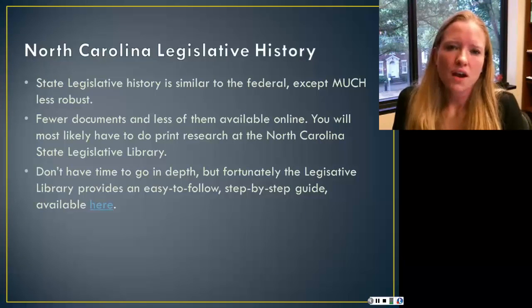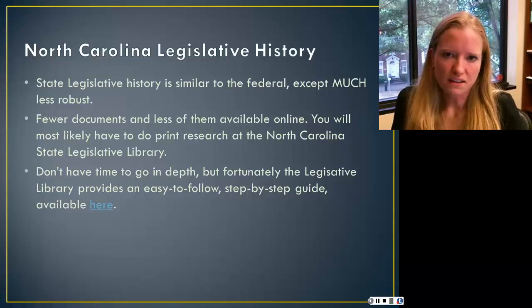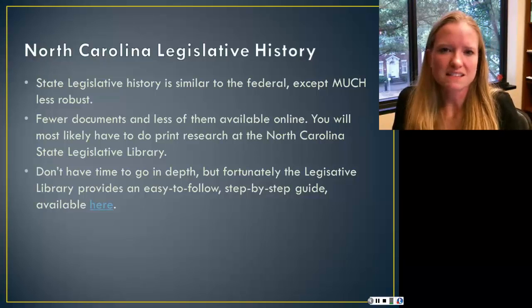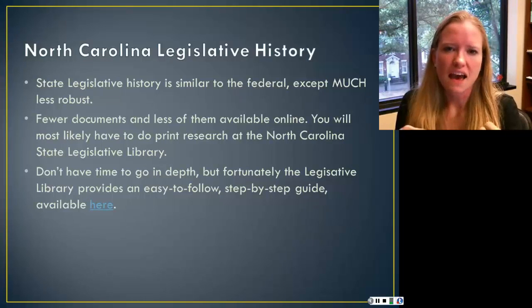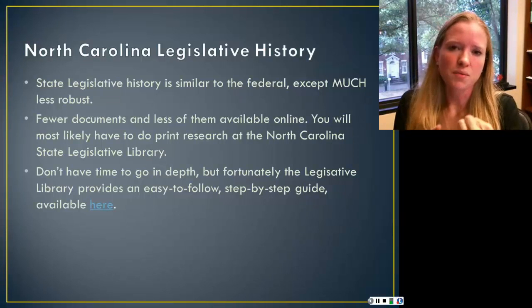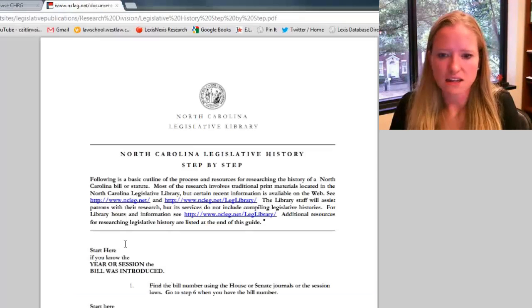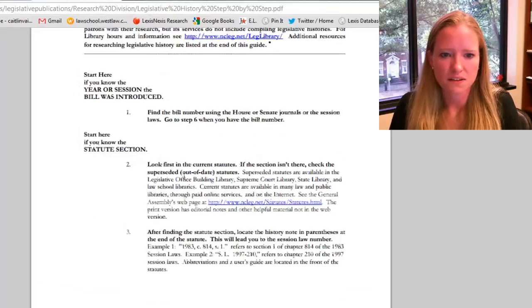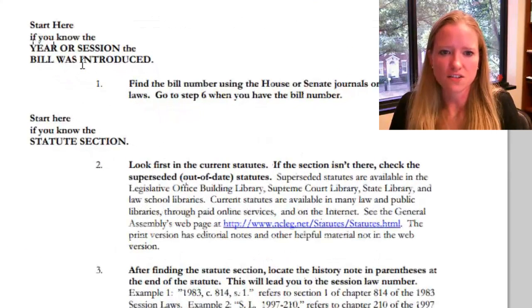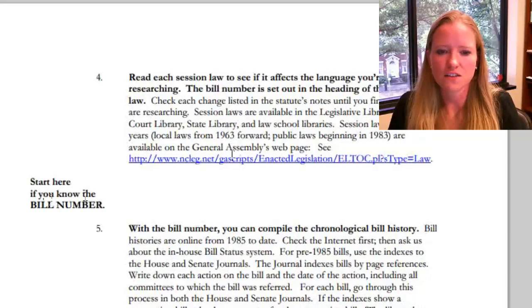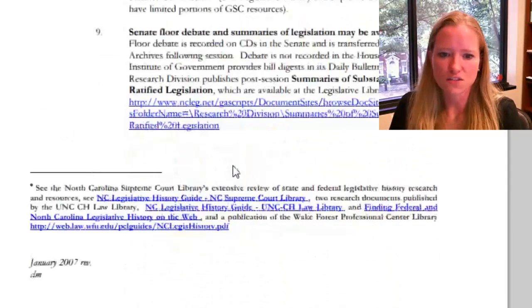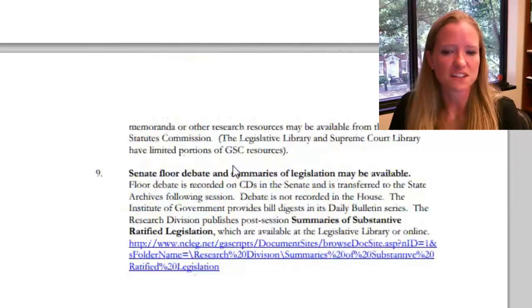So we're not going to go in depth on how to do North Carolina legislative history. I just want you to keep in mind that it's kind of a similar process as the federal. You probably need to do it in print at the state legislative library. And the state legislative library created a terrific guide, and it is step by step. Start here if you know the year or session the bill was introduced. Start here if you know the statute section. Start here if you know the bill number. And then it walks you through exactly what to do in these situations.